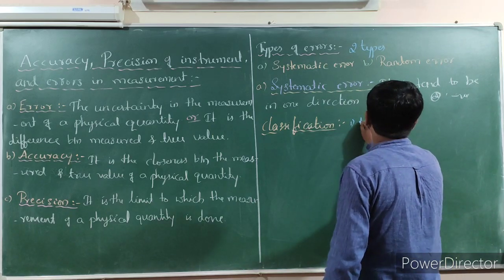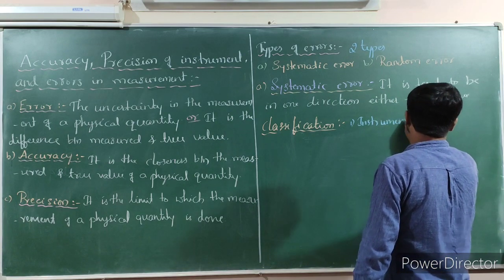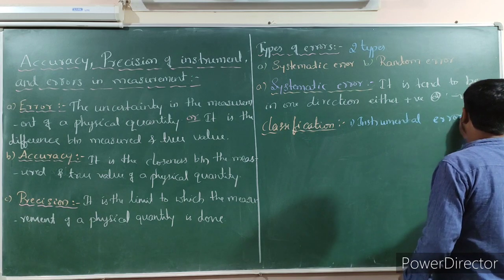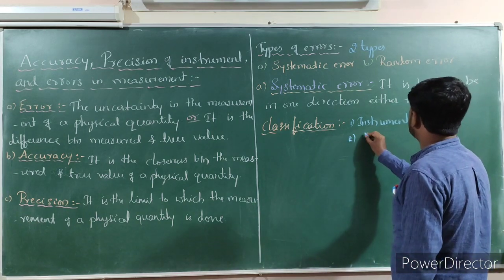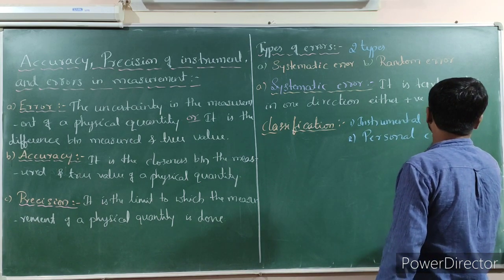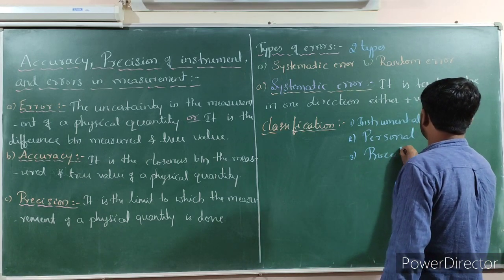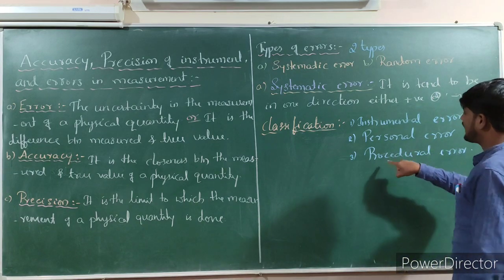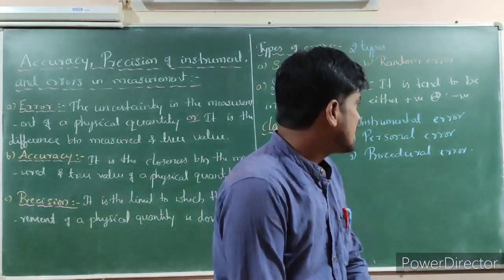Number one, instrumental error. Number two, personal error. Number three, procedural error. So again this is classified in many ways, but this much is sufficient. Let's see one by one.